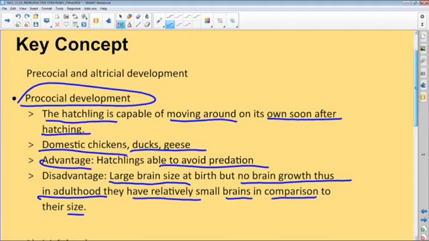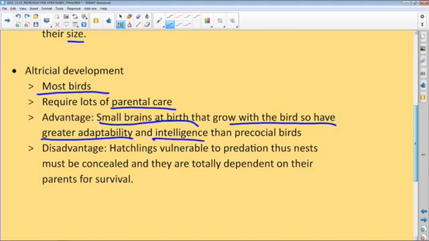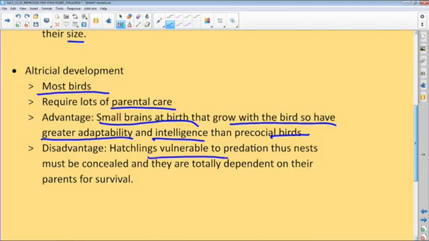The next one, of course, is the one where most birds are, so they stay in a nest. They require lots of parental care. The advantage is a small brain at birth that grows with the bird, so they have greater adaptability and intelligence than those birds, you know which ones I'm talking about, the ones that can move immediately. The disadvantage is hatchlings are vulnerable to predators. The nest must be concealed, and they're totally dependent on their parents for survival.